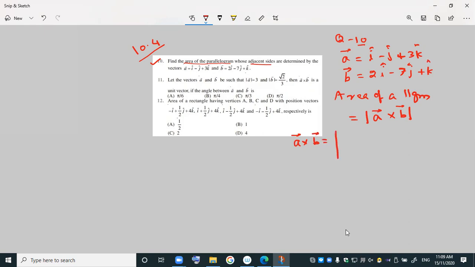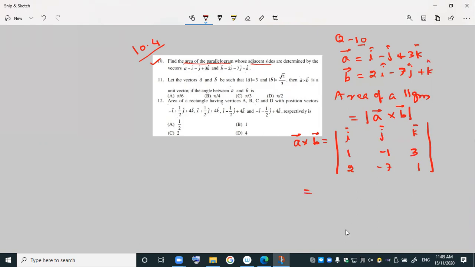A cross B will be equal to ijk, first row ijk always. Then first vector is A, so you will write the coefficients of i, j and k of vector A. Then vector B, 2, minus 7, 1. So I told you here sequence matters because A cross B is not equal to B cross A.